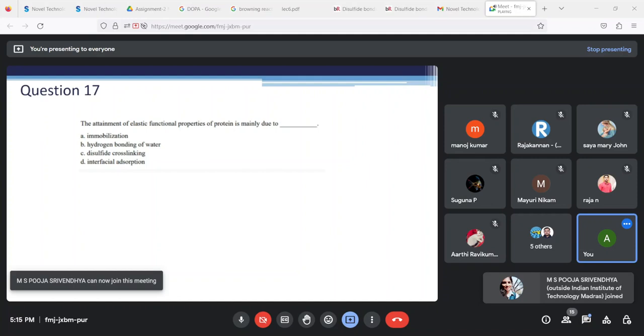Disulfide cross-linking. Your proteins have residues such as cysteines. These cysteines have a sulfur group in their side chains. So this sulfur, one cysteine will form a disulfide, that is, it will undergo oxidation, and two of the sulfur molecules will come together to form something known as a disulfide linkage.